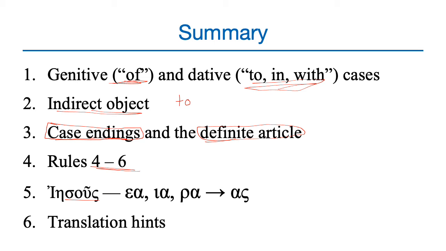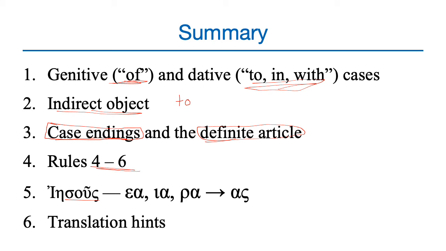Okay, remember you will never see the Greek word of. There's no Greek word for of. You will only see the genitive case. You will never see a Greek noun with the word to in front of it, but it will be in the dative. You translate it to, or in, or with.